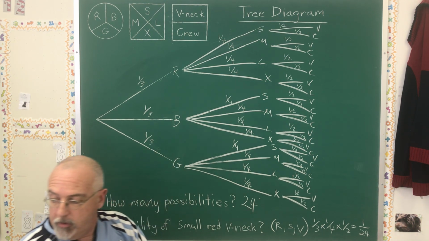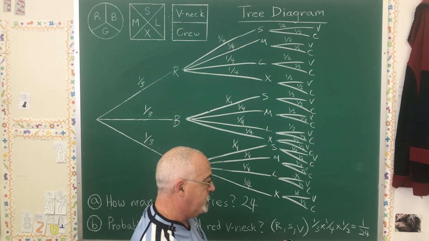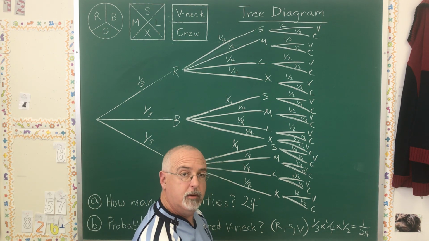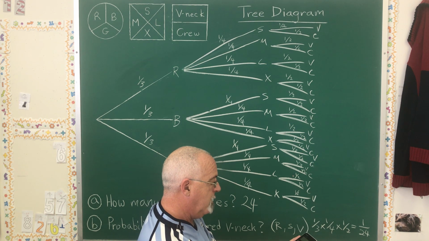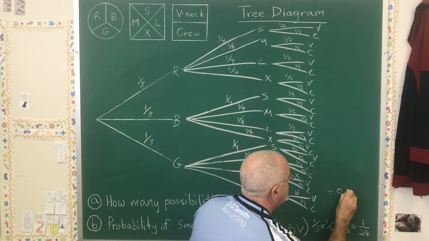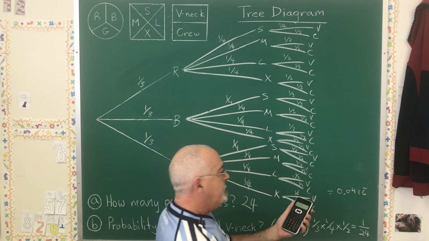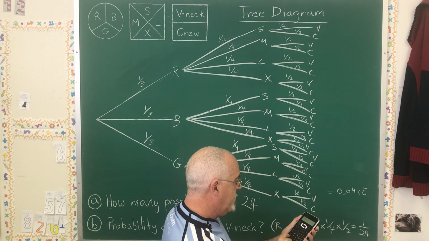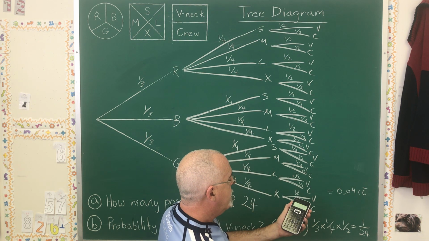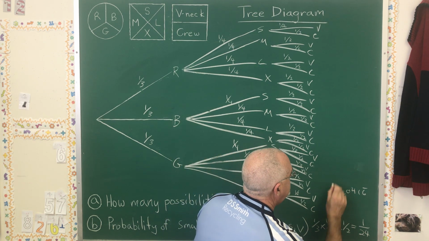And then I just have to answer my question. There is a 1 in 24 chance in fraction form, but I can give that in decimal form and percent form as well. 1 divided by 24 is 0.0416, and the 6 is repeating. But then even more useful, multiply by 100, and I get the percent, which is 4.16.